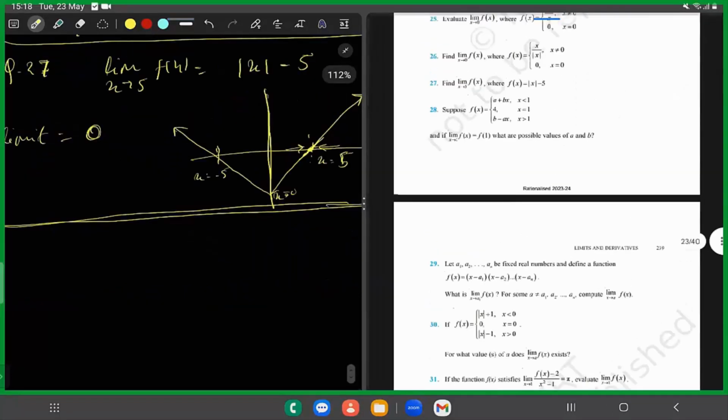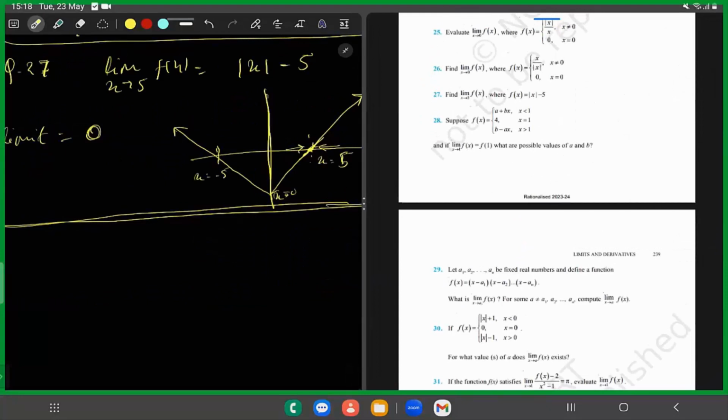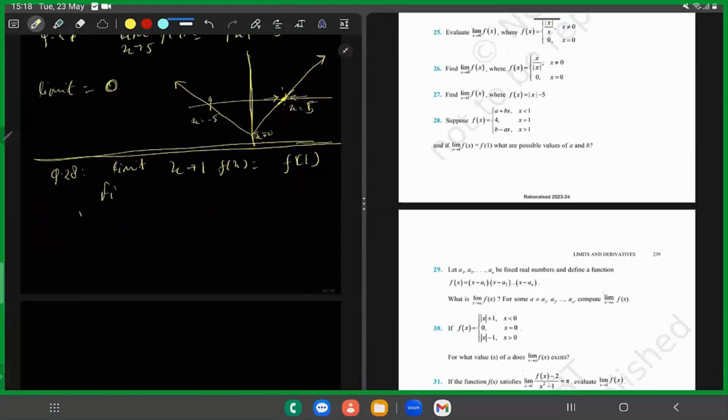All right, so if we finally move to question number 28, it says that you are given an implicit definition of the function for different ranges of x, and the limit as x tends to 1 is given, so you have to find a and b. You just have to understand the basic concept here, because for the limit to exist, the left hand limit should be equal to the right hand limit should be equal to the value of the function at that point. By that means we can calculate the left hand limit by simply putting x equal to 1 in the first definition.